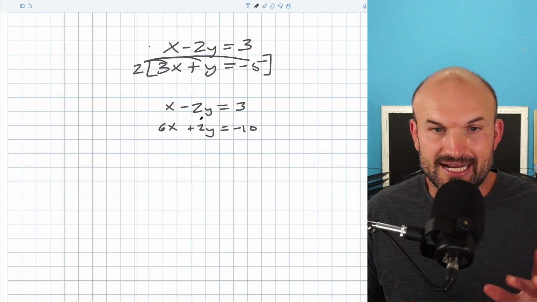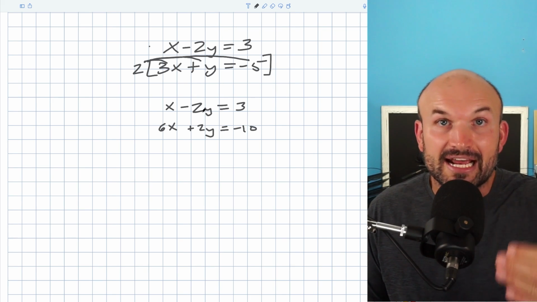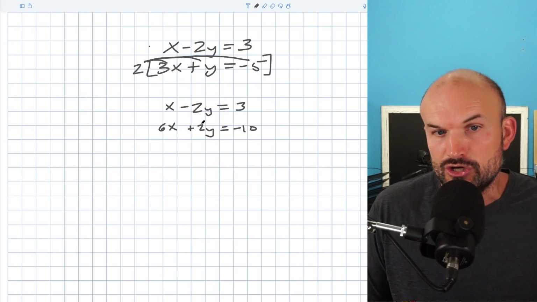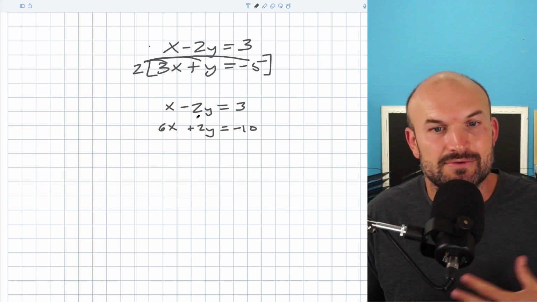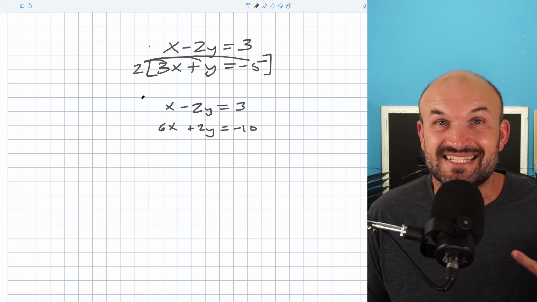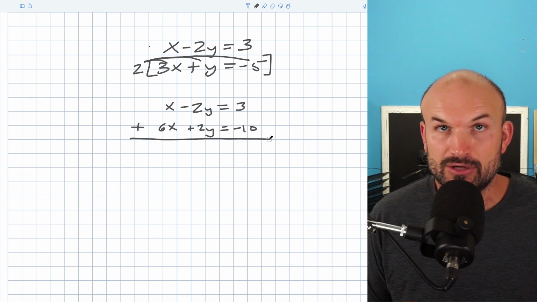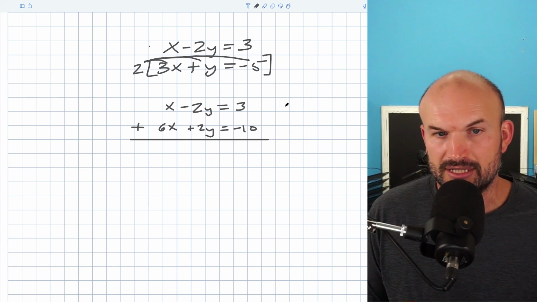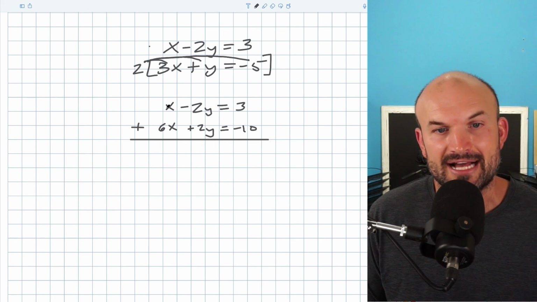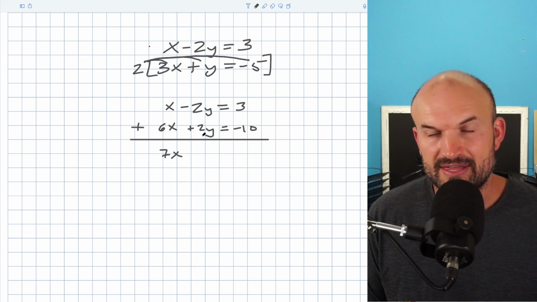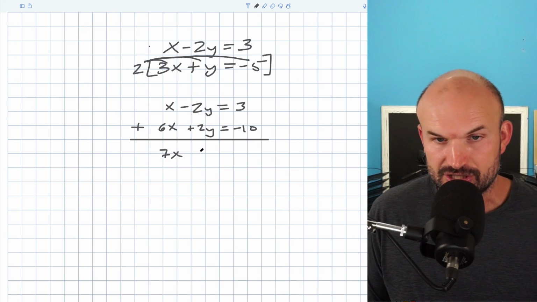Now what I want you to recognize here is I have a positive 2y and a negative 2y, right? They have the same coefficient 2, but one's positive and one's negative. So now I've obtained exactly what I want, the same coefficient, one positive, one negative. Now I can go ahead and add the 2 equations. And since my variables are already vertically aligned, I can just add vertically. So x plus 6x is going to be a 7x. This is going to give me a 0y, which is basically just eliminating the y.